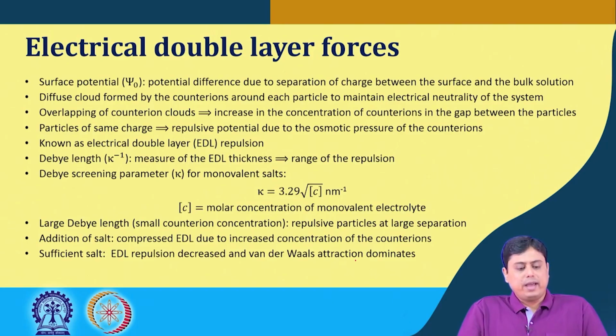Now, when we try to bring them closer, there will be overlapping of these counter ion clouds, and that actually increases the concentration of the counter ions in the gap between the particles. If the particles are of the same charge, then there will be a repulsive potential due to this osmotic pressure of the counter ions. This repulsion is known as the electrical double layer repulsion.